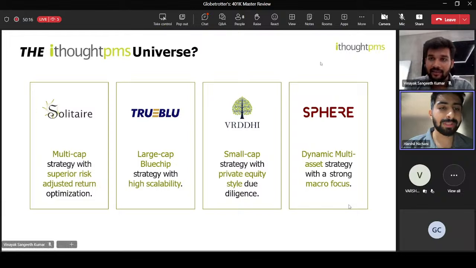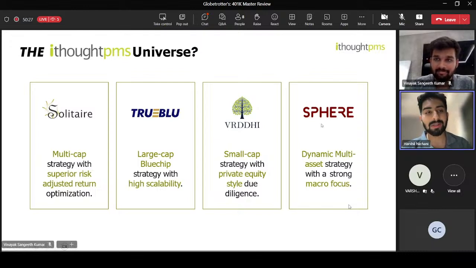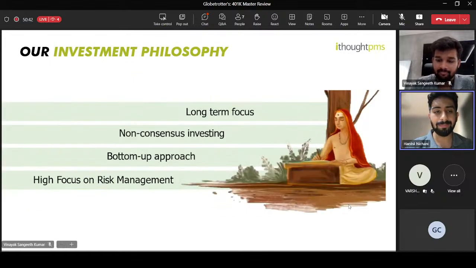Yeah. So within the ithought PMS universe, we have 4 strategies. One is your multi-cap, which is your flexi-cap strategy. Then is your large cap strategy. Then is your small cap. And the other one is a multi-asset strategy. So the multi-asset strategy sort of works for all savers, whether you are in the US or wherever you are in any part of the world. Anybody looking to build wealth in India, that's what happens. So what we can do is stop with this slide and then we can take over questions.